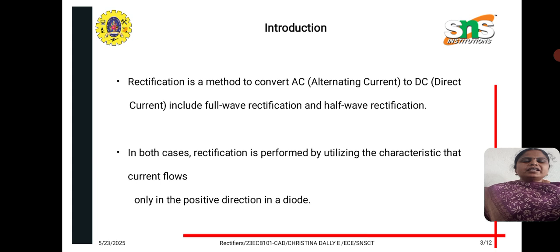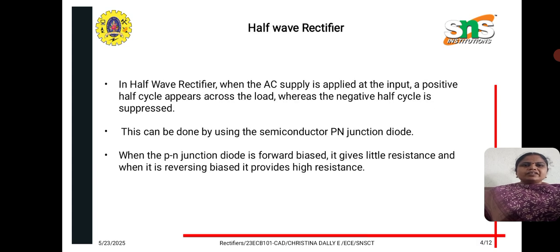So before entering into the topic, the first thing we have to know is what we mean by a rectifier. Rectification is a method to convert alternating current to direct current. It includes both full wave rectification as well as half wave rectification. In both cases, rectification is achieved by utilizing the characteristic that current flows only in the positive direction in a diode. This is termed rectification.